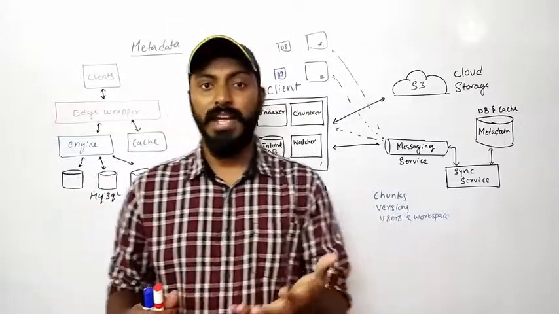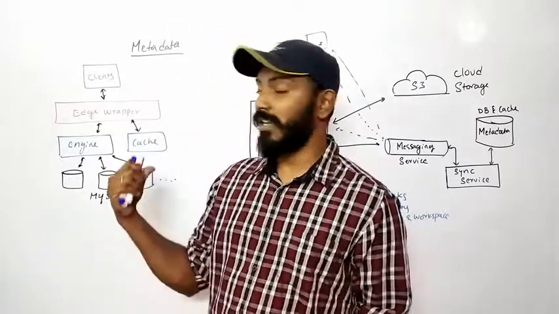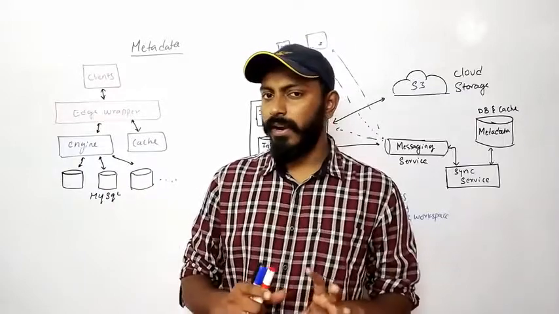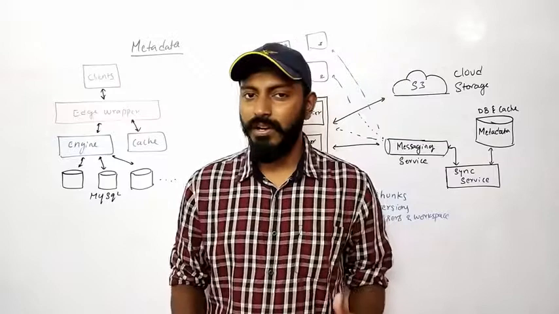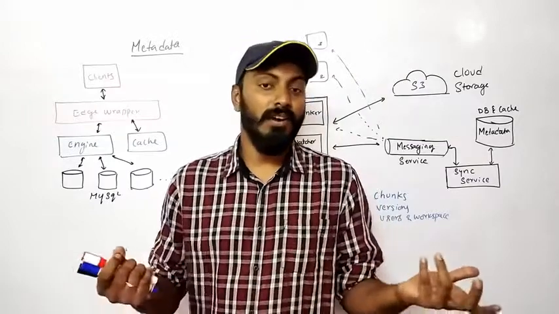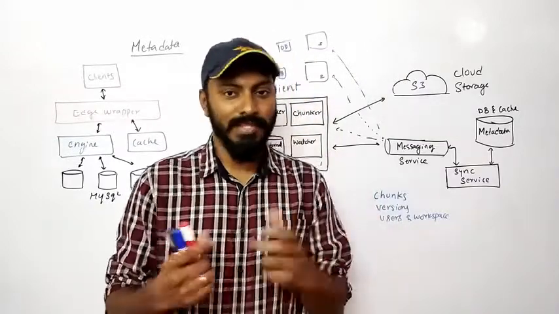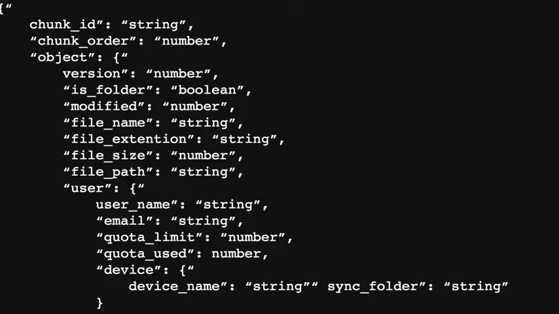As I mentioned, that is called Edge Store, and its architecture is over here. Before learning about what this is, we have to also learn the structure of the information which we want to store. That is the actual metadata, and this is how it looks. This is a kind of JSON which has chunk ID, chunk order, and all the information about the object.